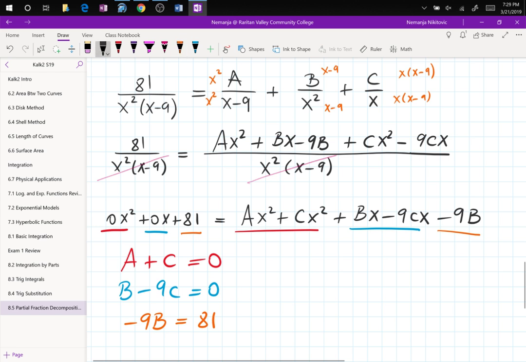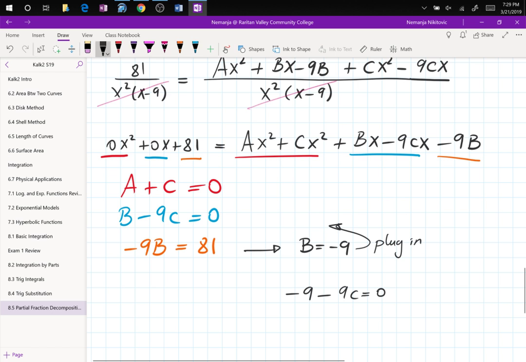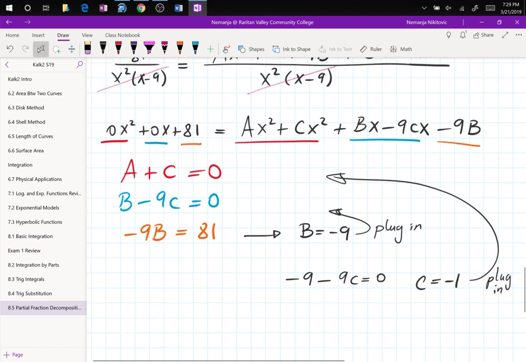So to solve this from here, we calculate that B is equal to negative 9. Then we plug that in, and we get negative 9 minus 9C is equal to 0. So C is equal to negative 1. And then you take that and you plug in there, and you have A minus 1 is equal to 0. A is 1.